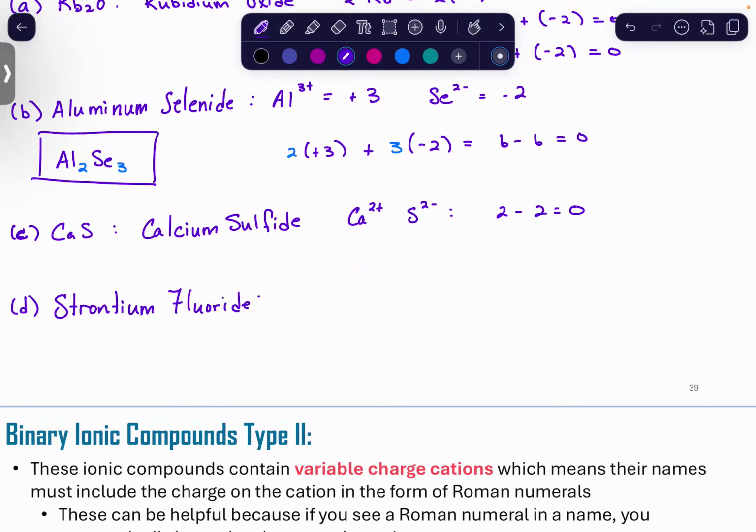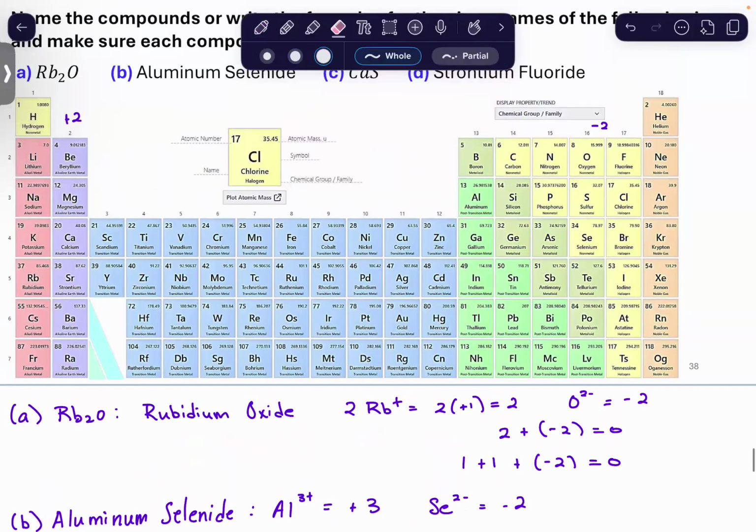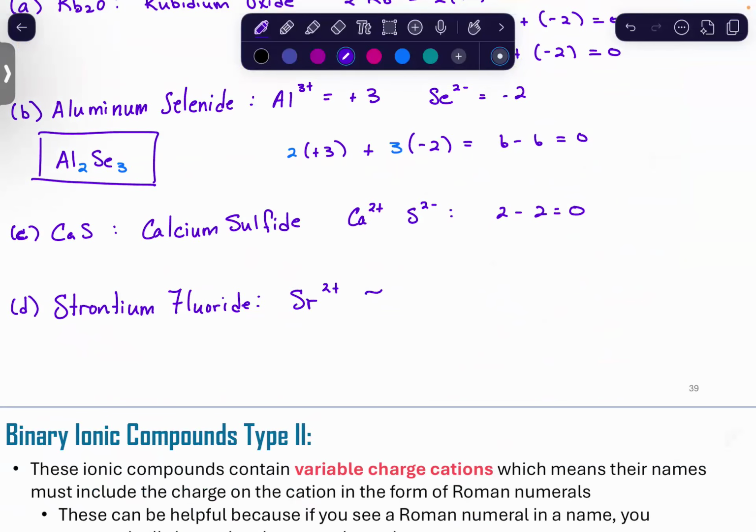All right, let's find both of these on the periodic table. Okay, so fluoride is going to come from fluorine, so that's right there. That is my -1 column. Strontium, right here, same as calcium, that is my +2 column. Okay, so strontium is a 2 plus. Fluoride is a -1. Oops, we don't write 1, we just write minus.